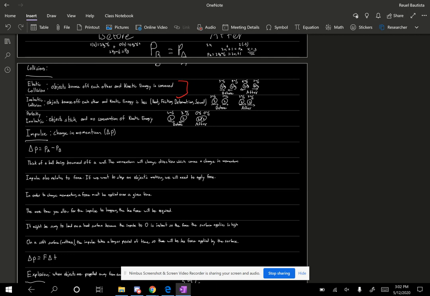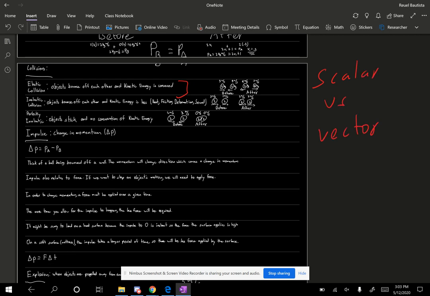What Eric asked is, how do I know that it's an elastic collision? One, you have to see if they bounce off each other. Cool, they bounce off each other. But also, you can find the kinetic energy of the system. It's very important to understand that kinetic energy is a scalar quantity. So we have scalar versus vectors.